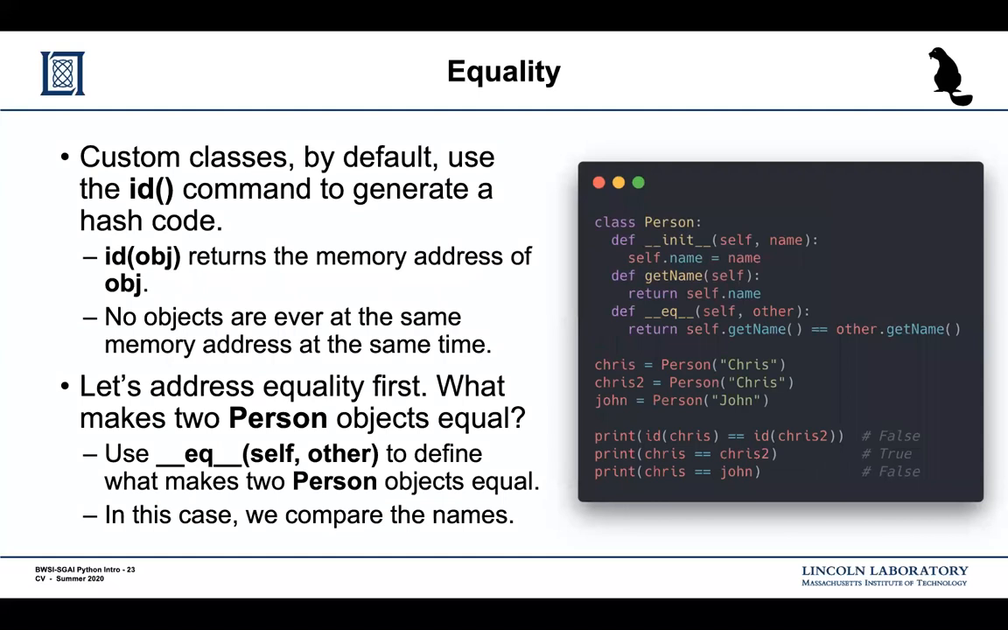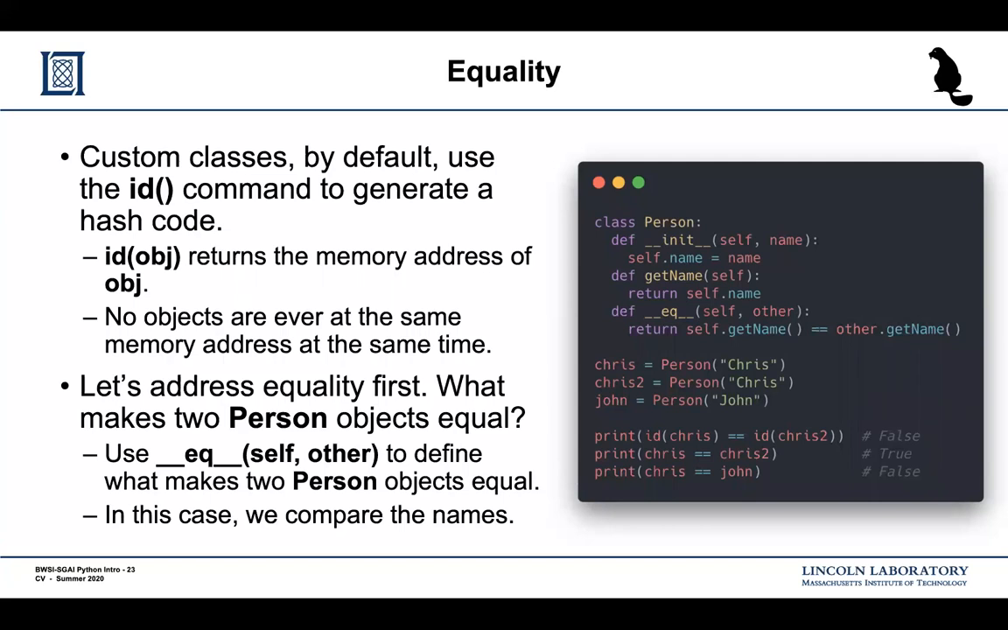Yeah, so like I said, custom classes by default use the id command to generate a hash code. id returns the memory address of an object. So no objects are ever at the same memory address at the same time, and they'll never be equal. What makes two Person classes equal? Well, in this case, the name makes them equal.